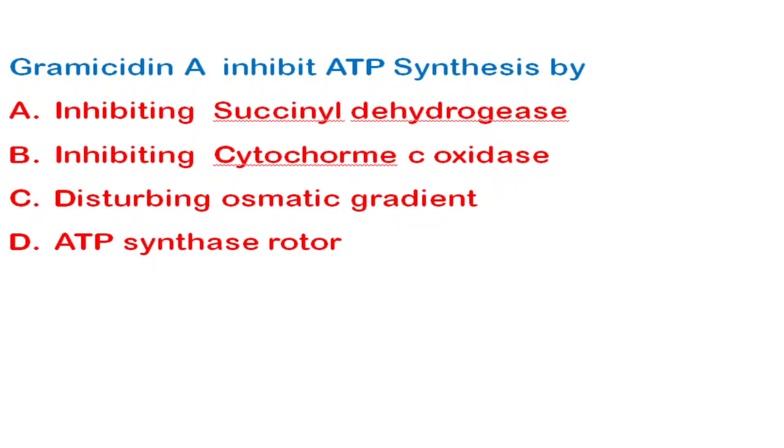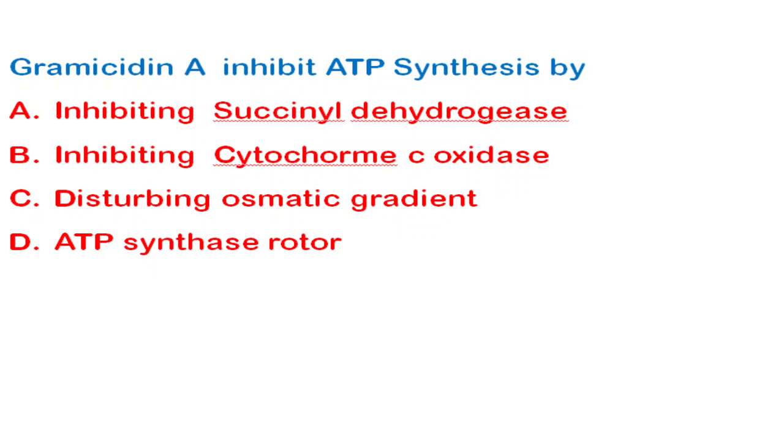Currently we are discussing the answers for this BARC OCES Biosciences examination. This is a part 2 video. So the first question is: gramicidin A inhibits ATP synthesis by? They are asking the mechanism by which this particular antibiotic inhibits oxidative phosphorylation. The correct answer for this question is that it will disturb the osmotic gradient.